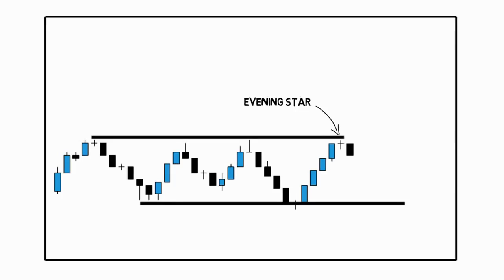On the other side of the trend, we can find the opposite signal, which is called the evening star. The first candlestick in this signal is a long bullish candle. The second candle is a small candle showing indecision, and the third is a long bearish candle that closes below the midpoint of the first candle.